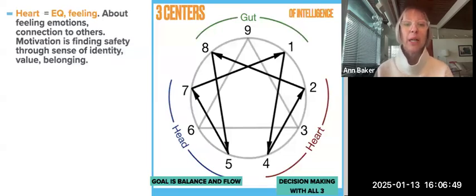So for the heart center types, the motivation is finding safety through a sense of identity, value, and belonging. And that coincides with types 4, 3, and 2. That strong sense of unique identity is part of type 4. Having some value proven through action is type 3. And a sense of belonging with someone is really part of the type 2 structure.